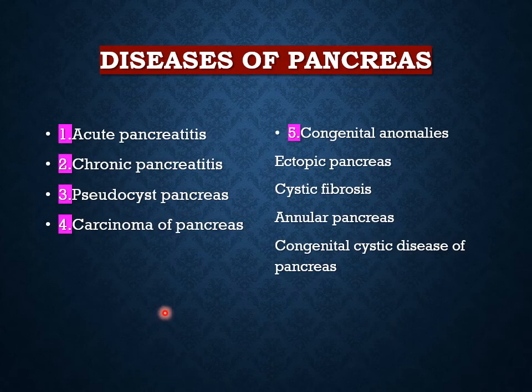What are the diseases that we will be covering today? The four important diseases of the pancreas are acute pancreatitis, chronic pancreatitis, pseudocyst of the pancreas, and carcinoma of the pancreas. Congenital anomalies of the pancreas are seen on and off in children, and these are some of them which we will not cover in detail today.